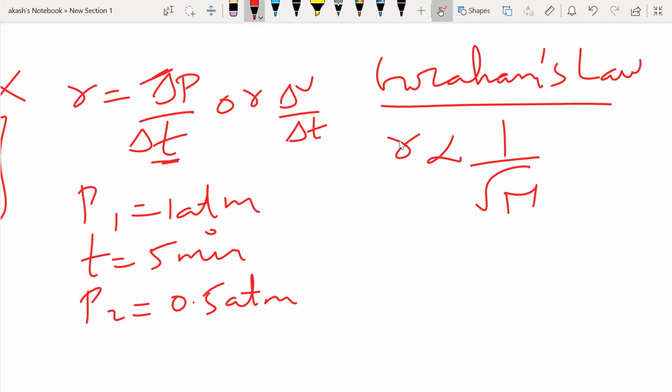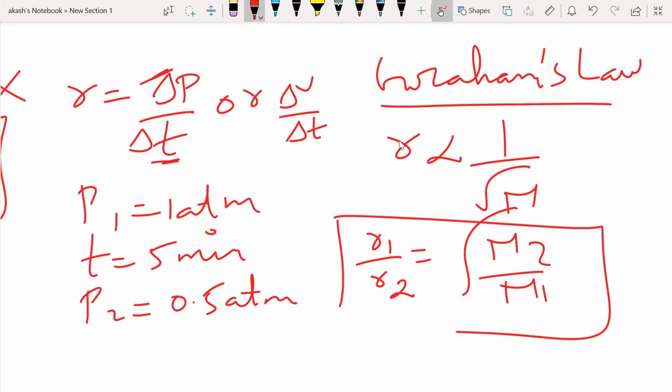So our rate of diffusion is inversely related to the root of the molecular mass of the particular gas. Now if I want to compare two gases, where one is one gas and two is another gas, R1 by R2 would be equal to root of M2 by M1. This formula is the most important one among diffusion: R1 by R2 is equal to the whole root of M2 by M1.